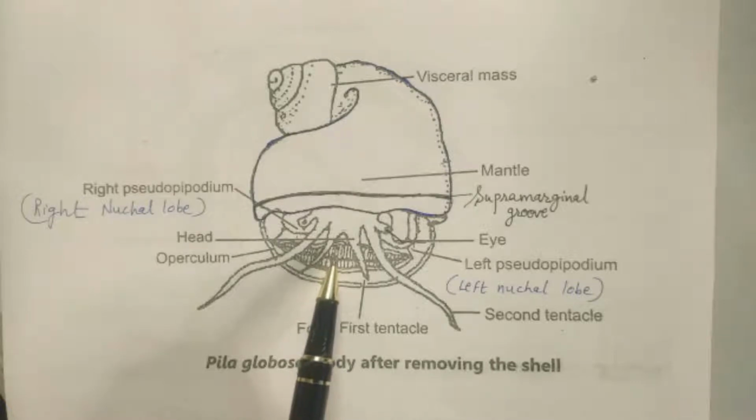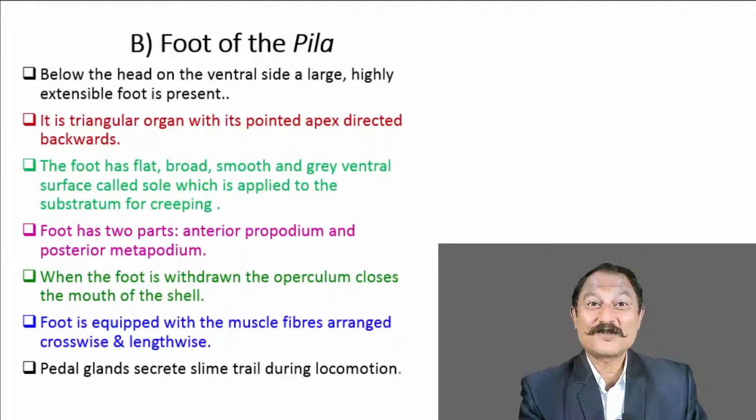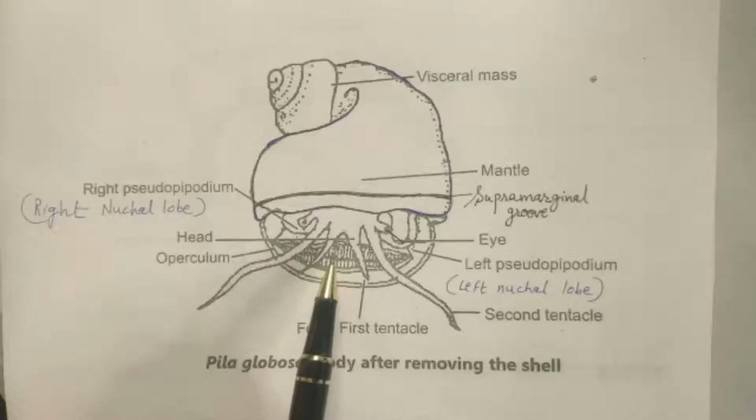The ventral surface is called the sole. Sole means the sole of the foot, as we say, sole. Yes, this sole is applied to the substratum during locomotion or while creeping. What is the function of a foot? Creeping is the function of the foot. Locomotion is the function of the foot.